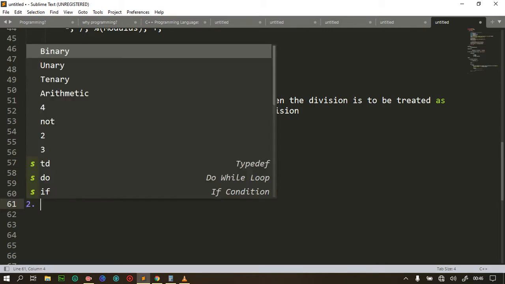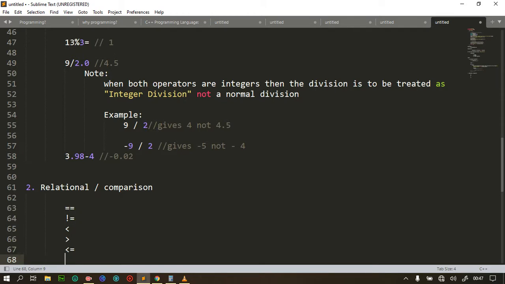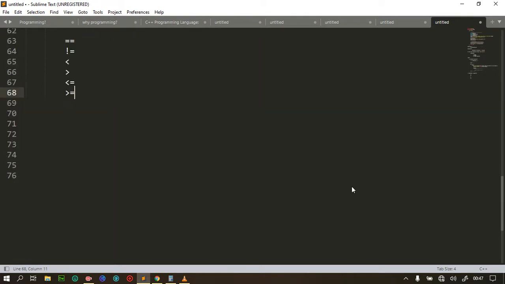So another type of operators, we have what we call relational operators. Sometimes some people call them comparison operators. So comparison operators, we have equal to or equivalent to, we have not equal to. Guys, I'm typing as I'm talking for his explanation. We have less than, we have greater than, we have less or equal to, we have greater or equal to. So these are examples of relational operators.